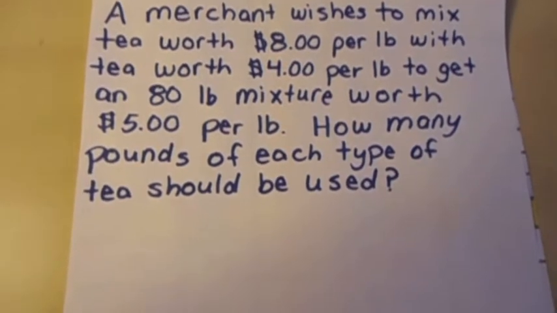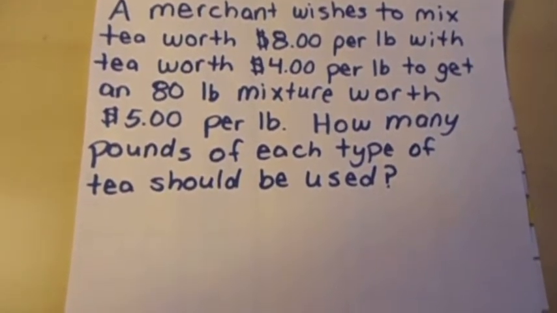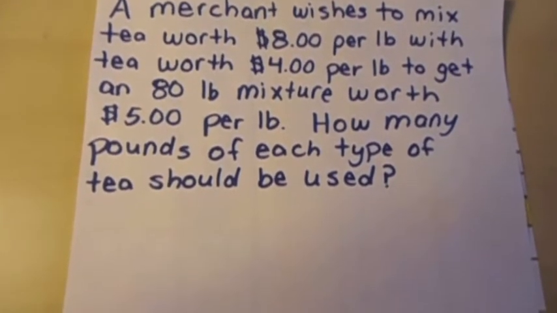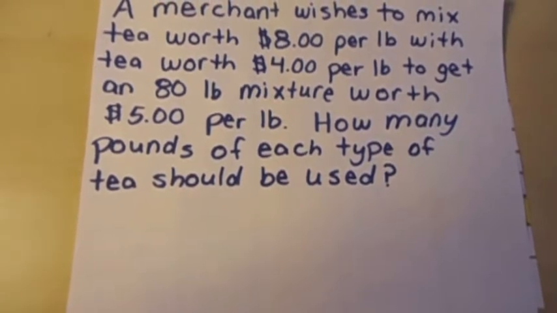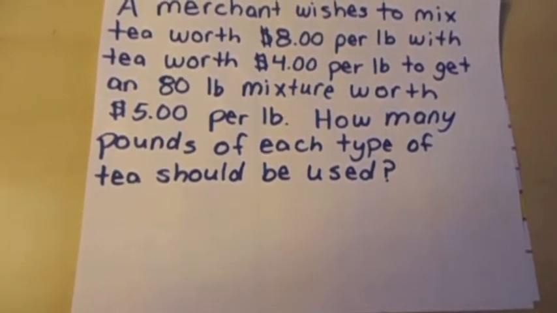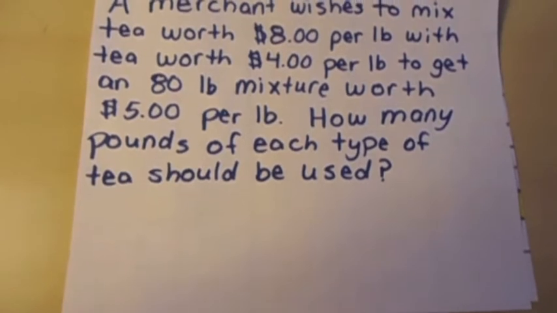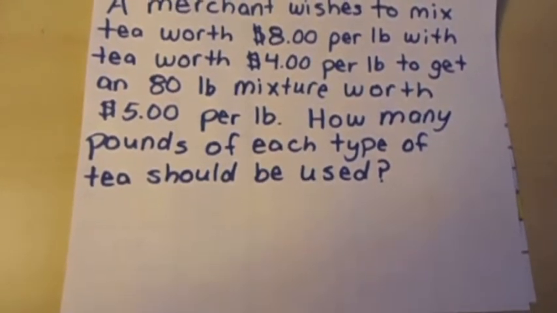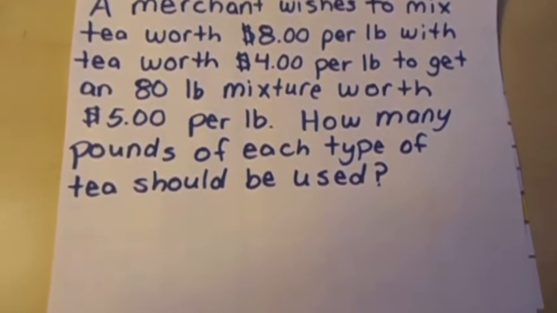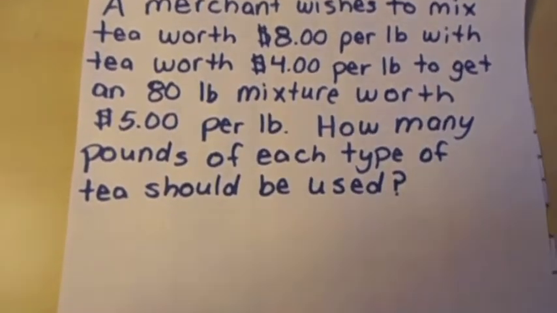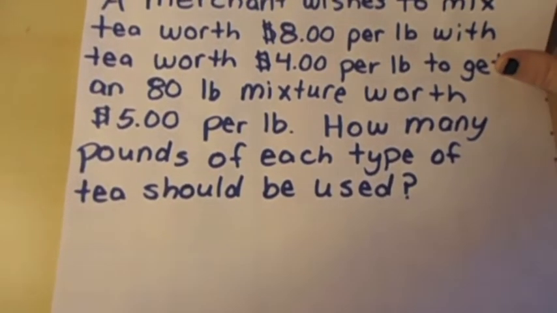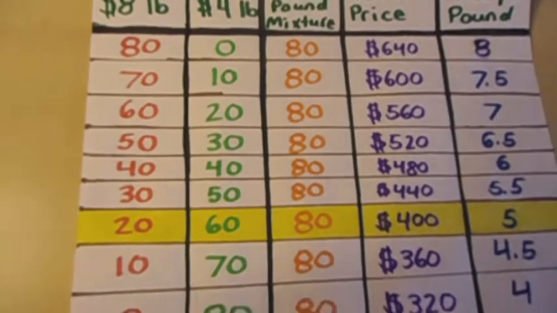So as you know, our problem is a merchant wishes to mix tea worth $8 per pound with tea worth $4 per pound to get an 80-pound mixture worth $5 per pound. How many pounds of each type of tea should be used? Now, we already solved this with algebra and using equations to solve for the variables, but a second way that we can solve this problem is with a data table.